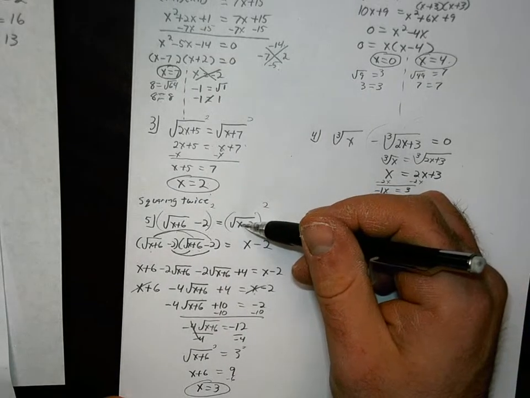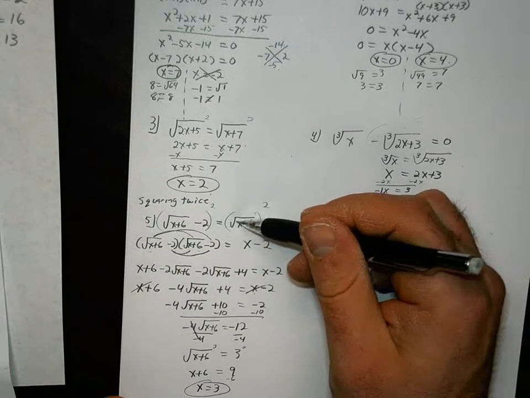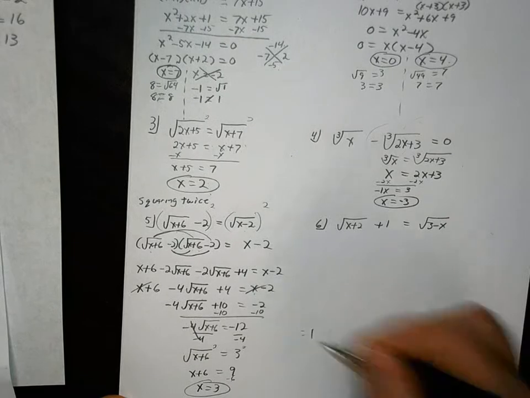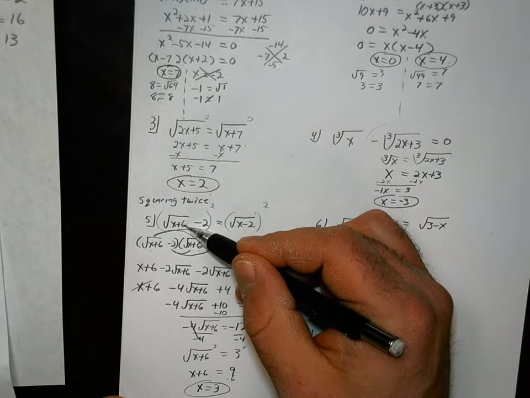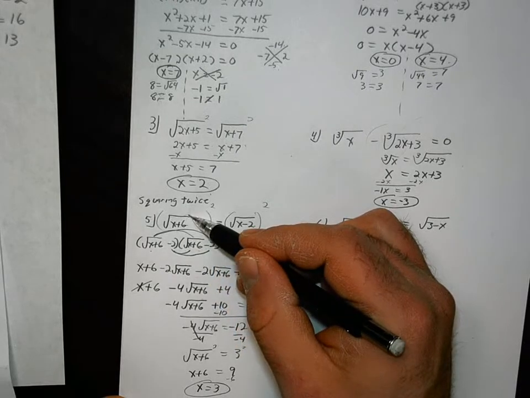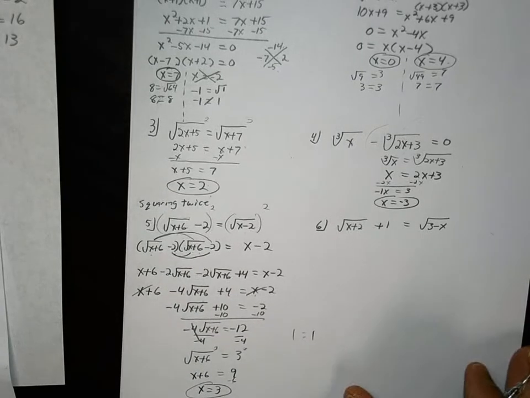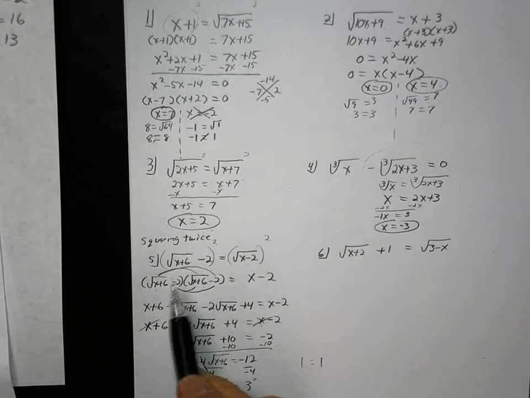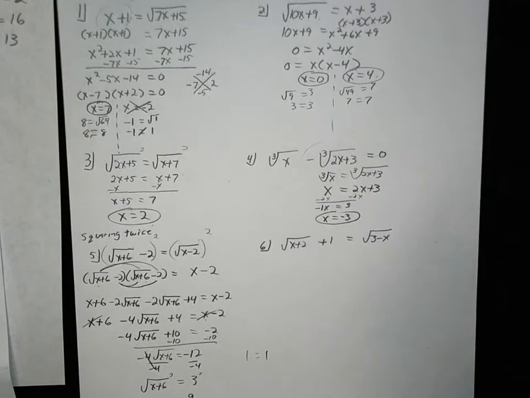If I substitute it on the right side, 3 minus 2 is 1, so the square root of 1 is 1. So on the right side I get 1. On the left side I get 3 plus 6 is 9. The square root of 9 is 3. 3 minus 2 is 1. So it works. So that's how I'm going to have to do these ones when I have square roots on both sides along with something else. Same thing on number 6.